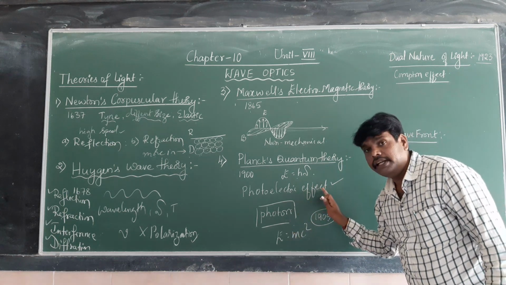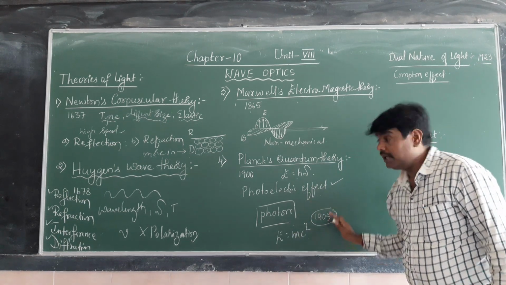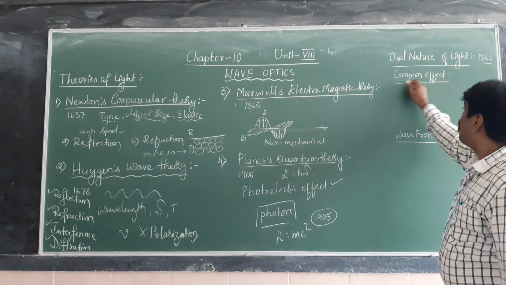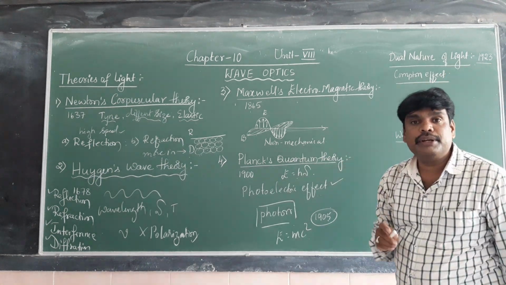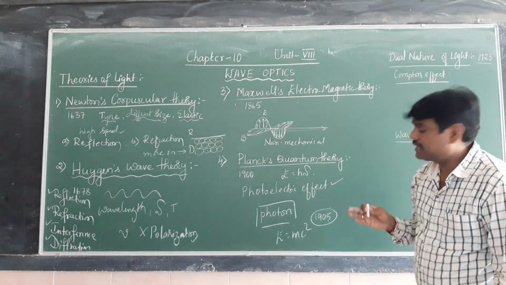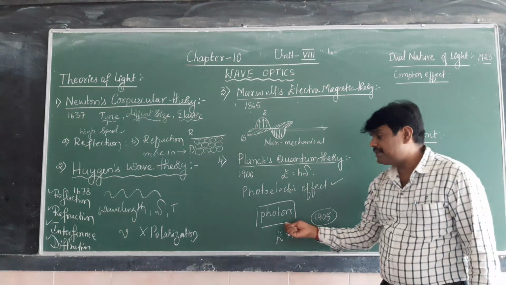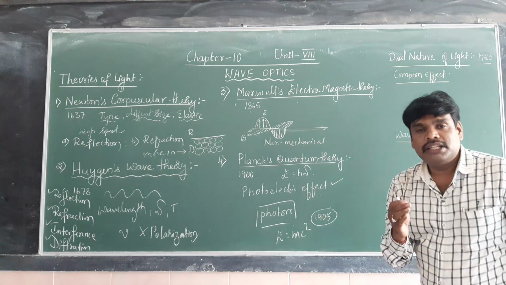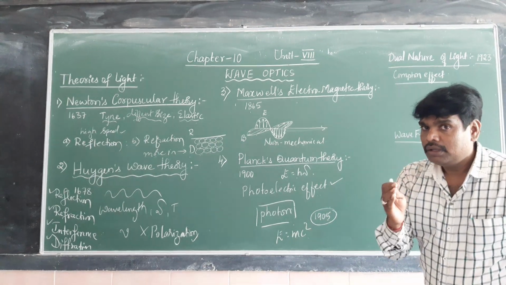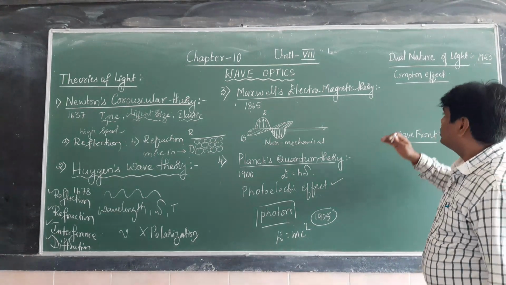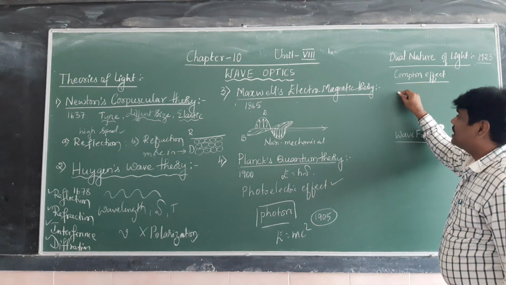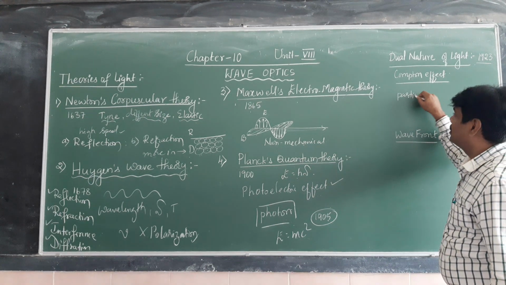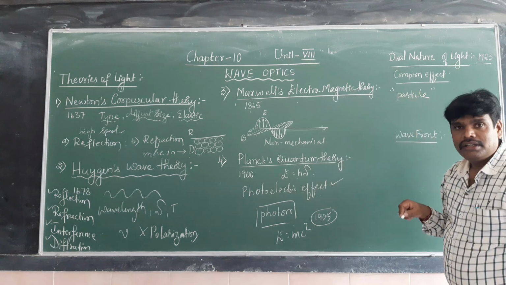So this was only a theoretical concept given by Einstein. But in 1923, Compton performed an experiment called the Compton effect. That is the direct experimental evidence of the presence of the photon. So at that time, people accepted that light is a wave, but in some circumstances, light is also considered as a particle in nature. Isn't it?